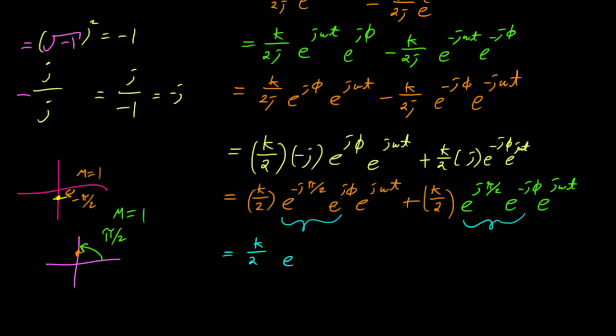I'm going to say that this is equal to k over 2 e, and I'm going to factor out a j. So I have j times minus pi by 2 plus my phase, and I'm just going to switch the order around. I've got phase minus pi over 2 times e to the j omega t, plus k over 2.